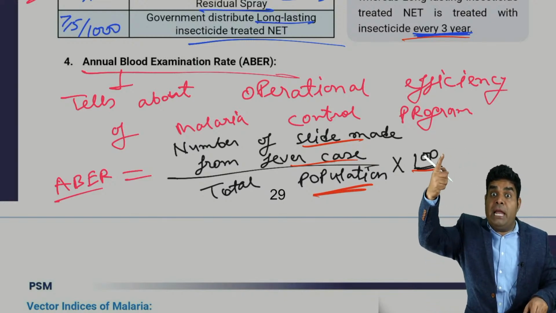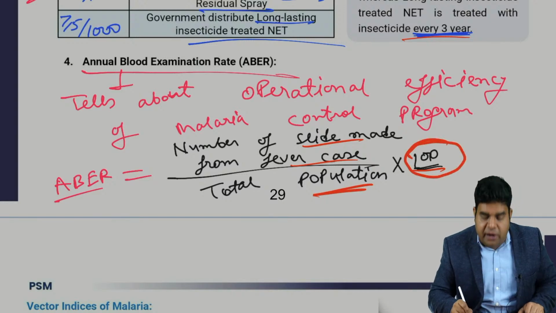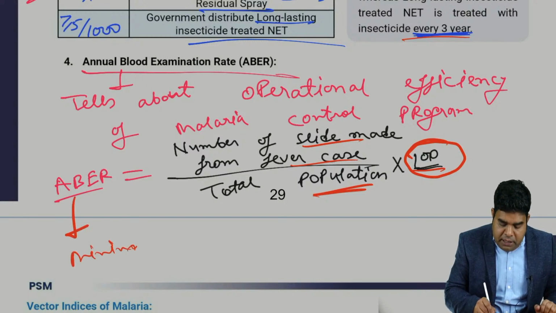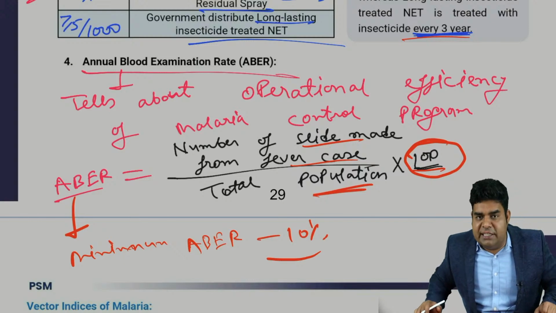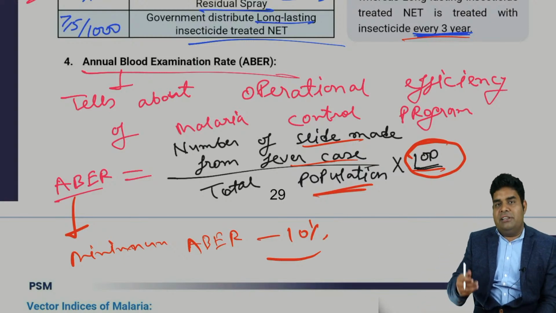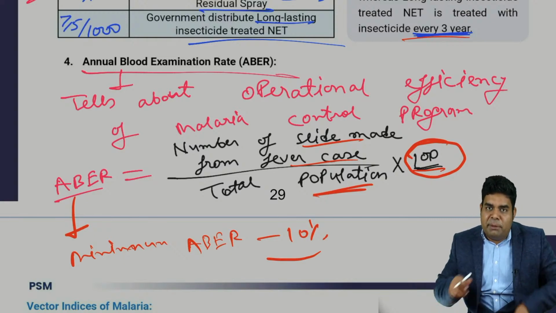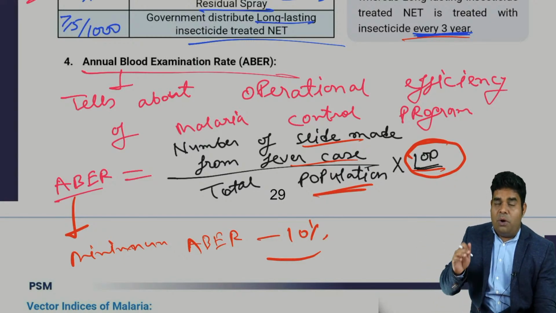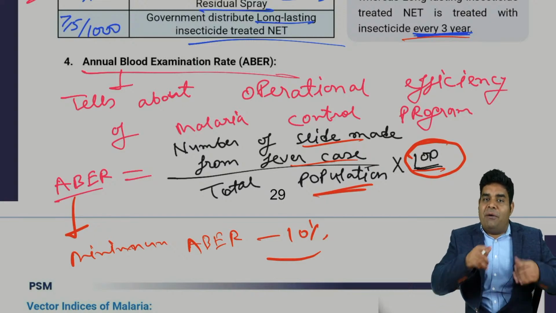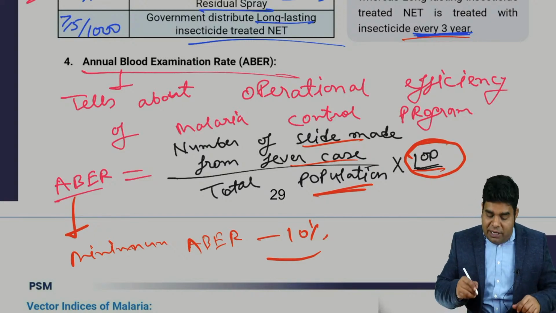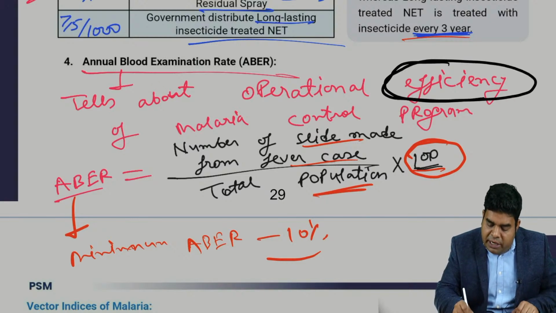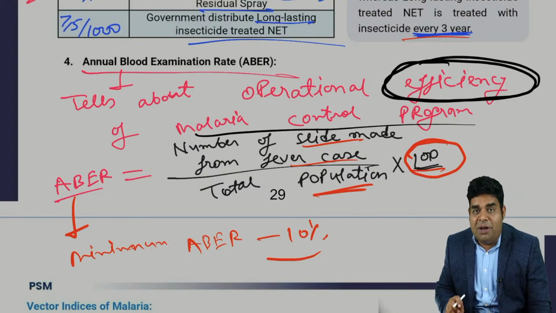In API we multiply by 1,000. In ABER we multiply by 100. Why this difference? Because ABER comes in percentage. Minimum ABER should be 10%. Because at least 10% will develop fever during rainy season. So at least their slide smear should definitely be made. If even 10% people slide are not made, it means API is getting underreported. So final thing which Rekha should know is whether people are working or not, whether people are making slide or not, and that is detected by ABER. This was the question in recent UPSC exam, that which indicator will detect efficiency of malaria control program, work is happening or not.